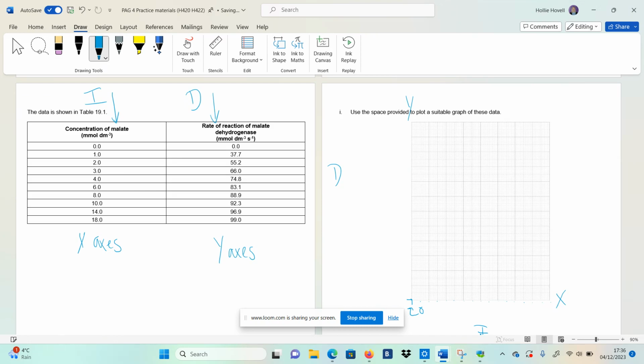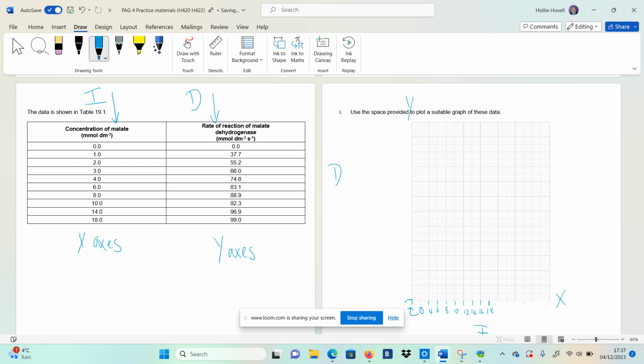So if you were to go up in twos, 2, 4, 6, 8, 10, 12, 14, 16, 18, it takes you to just here. And then you need to think, have I used half of the paper? So yes, you have gone more than halfway across, so that would be okay. So we could go 2, 4, 6, 8, draw the little lines down, 10, 12, 14, 16, 18. Make sure they're exact on those.